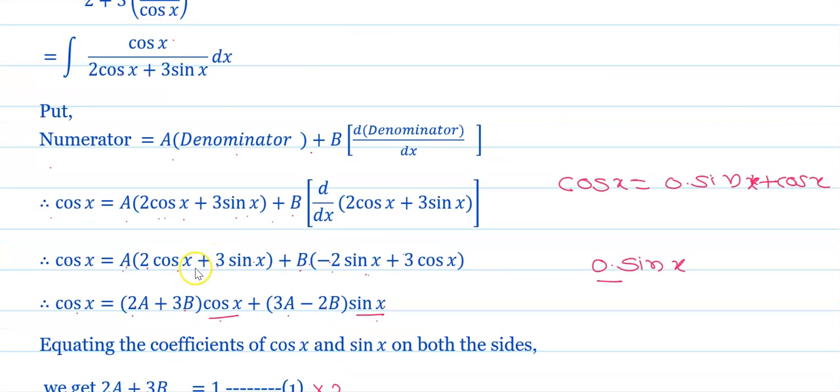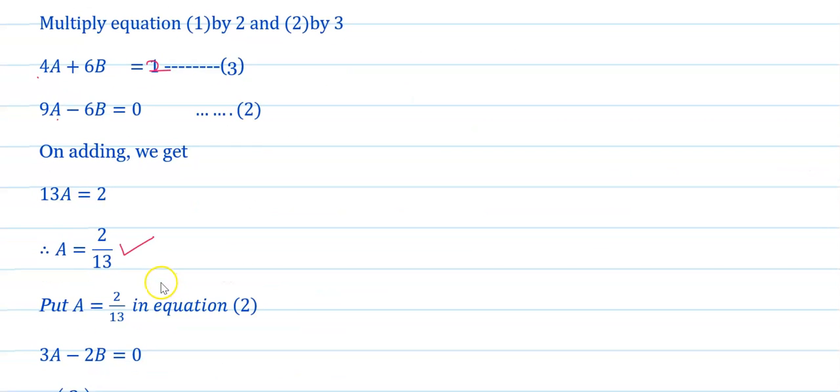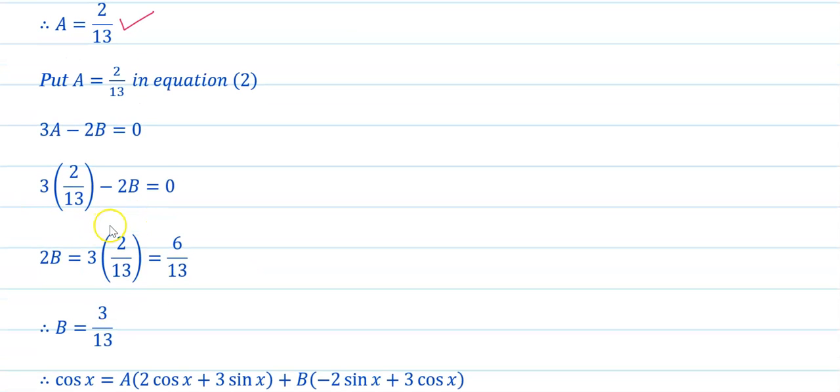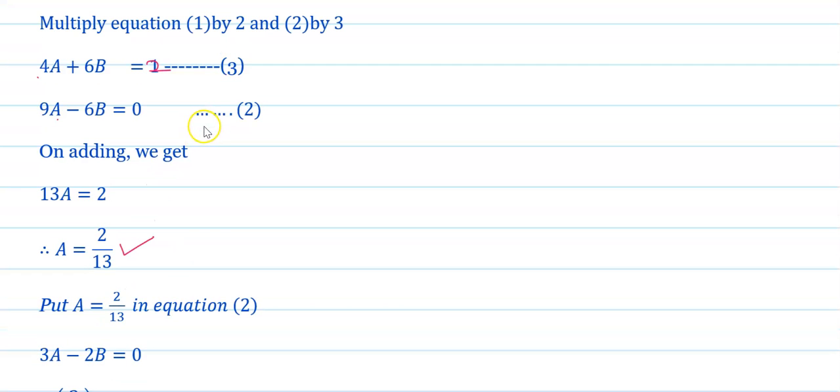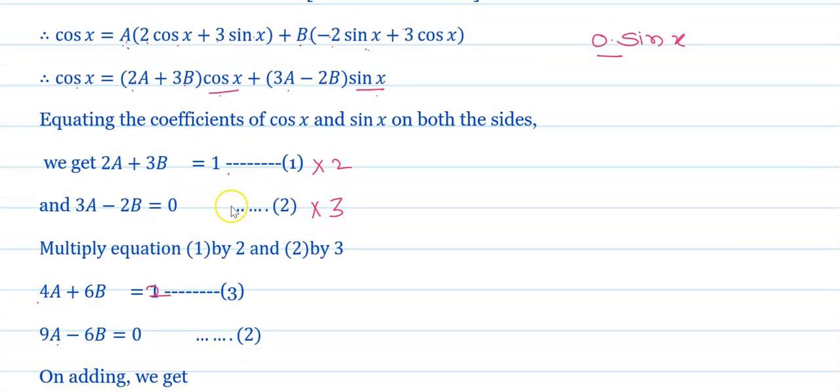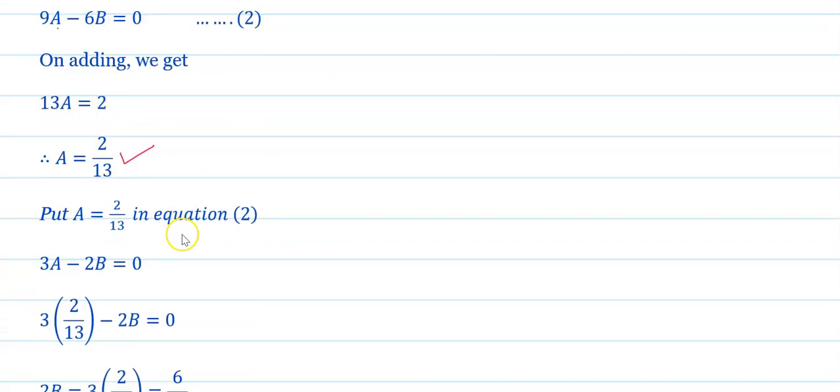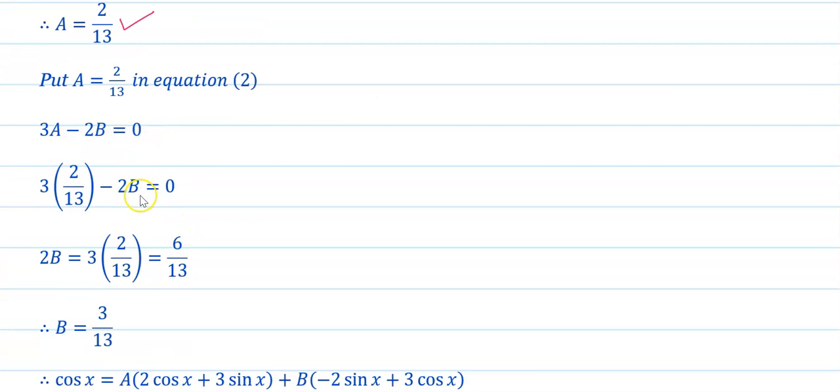And this is the value of a that we will substitute here. Next, find the value of b. Put a is equals to 2 upon 13 in equation number 2. We will substitute a in the equation. Okay, sorry. Equation 2 is here. 3a minus 2b is equals to 0. Put a is equals to 2 upon 13. That is 3 into 2 upon 13 minus 2b equals 0.